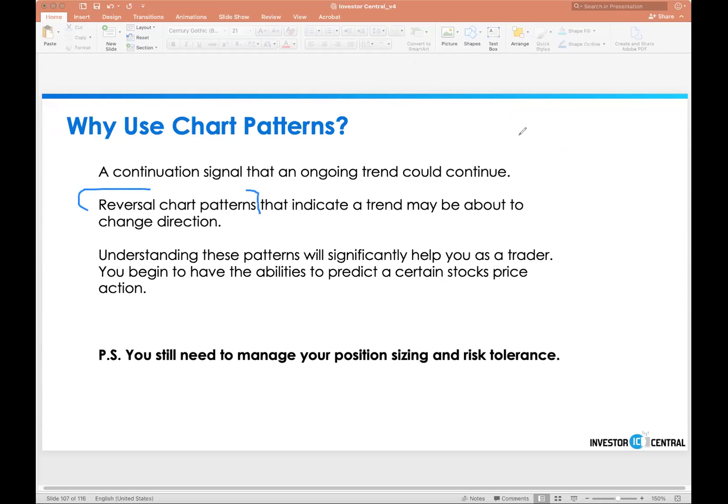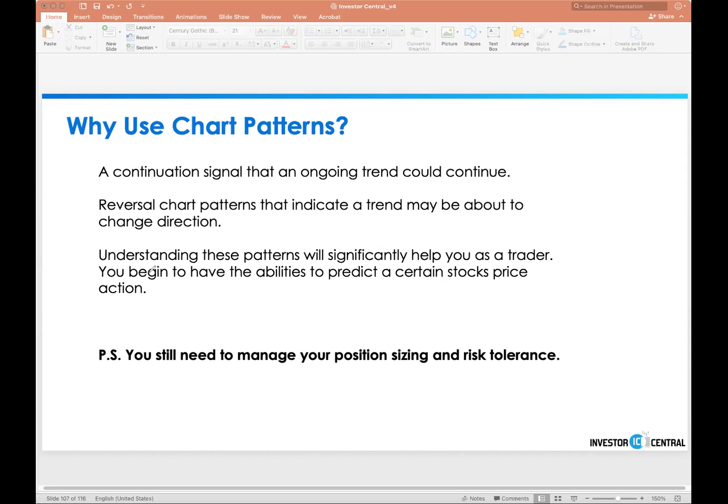Something like head and shoulders, which is infamous with everybody, you see peaks, the middle peak at the highest point, and then a break of the neckline, and we're going to go over this. But these chart patterns will help you as a trader or an investor to determine or dictate this change of direction or the momentum going forward, up or down.